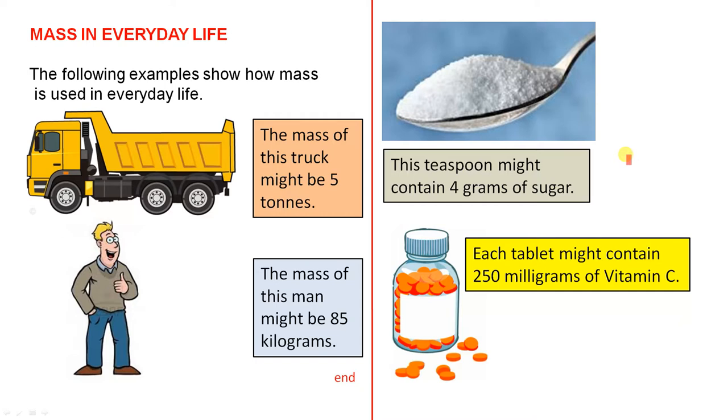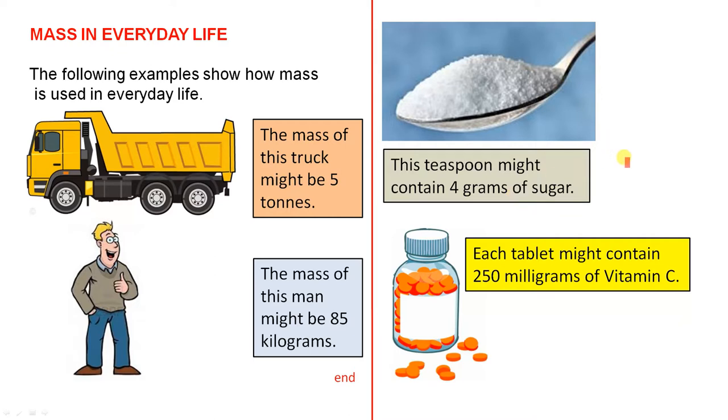Now here's an example where we can use grams. This teaspoon might contain 4 grams of sugar. So if we're cooking something and we're following a recipe, the recipe might say use 4 grams of sugar. So we just get this teaspoon, and there we go. There are our 4 grams of sugar.